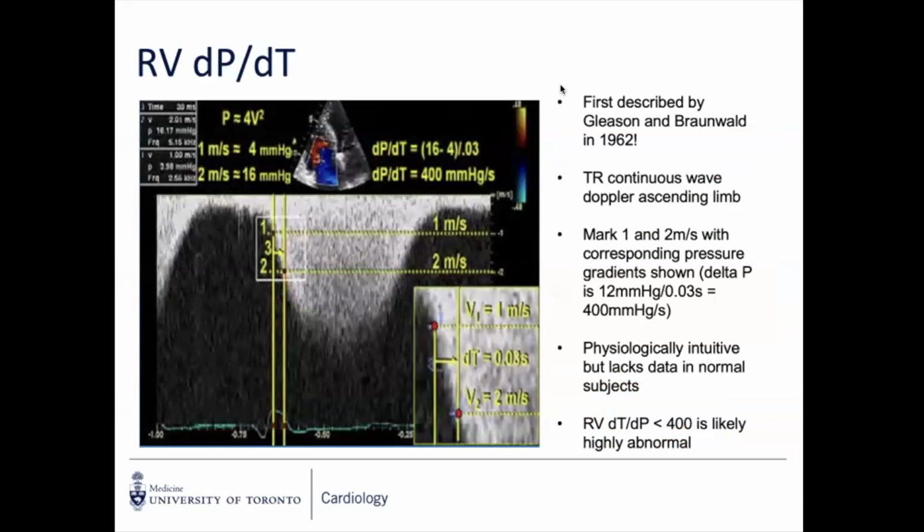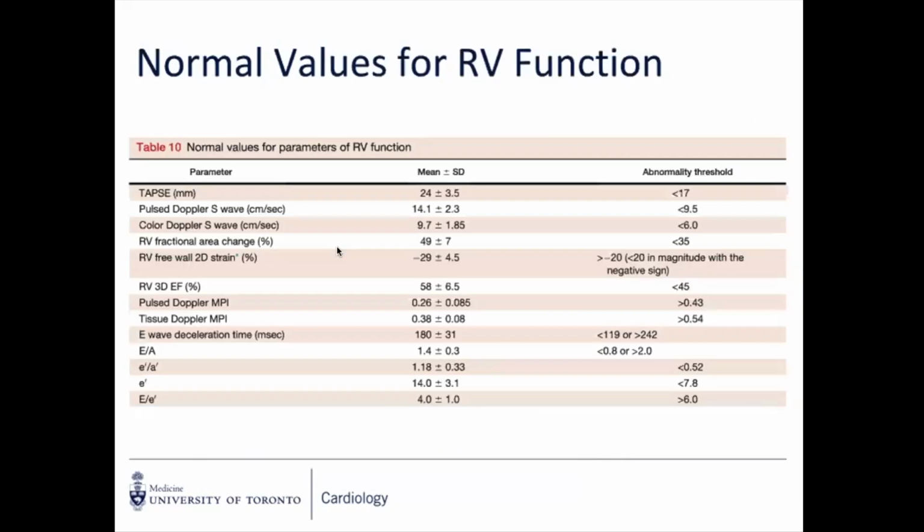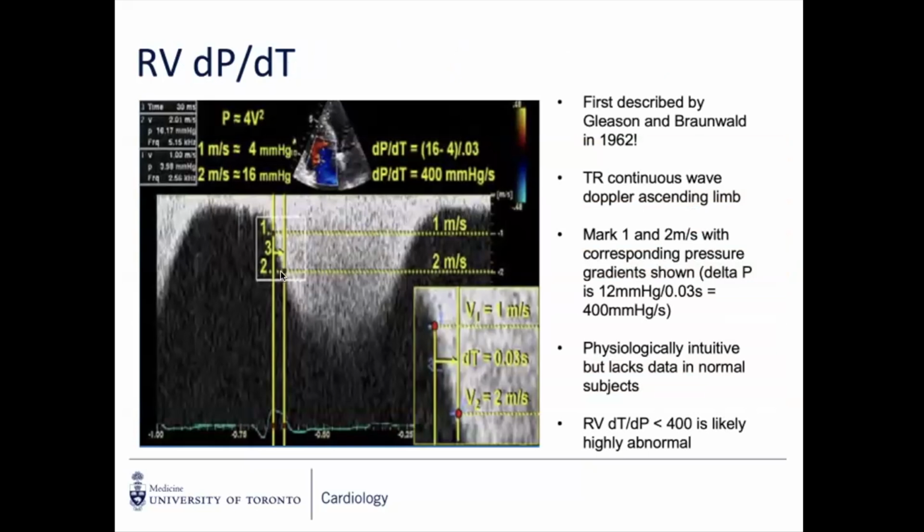But this was first described by Gleason and Braunwald in 1962, where it essentially looks at the pressure gradient in the RV, specifically looking at the TR continuous wave Doppler. And what you map out is you try to find your pressure gradients at 1 meter per second and 2 meters per second. And the corresponding pressure gradients are described here. So at 1 meter per second, in this particular image, it's 4 millimeters of mercury. At 2 meters per second, it's 16 millimeters of mercury. And so you're able to then calculate the delta between them, which would be 12.